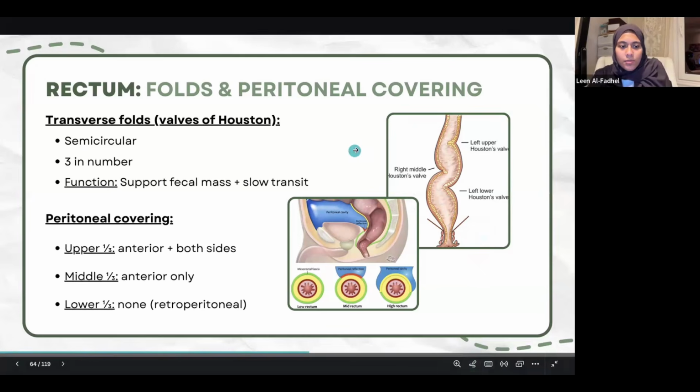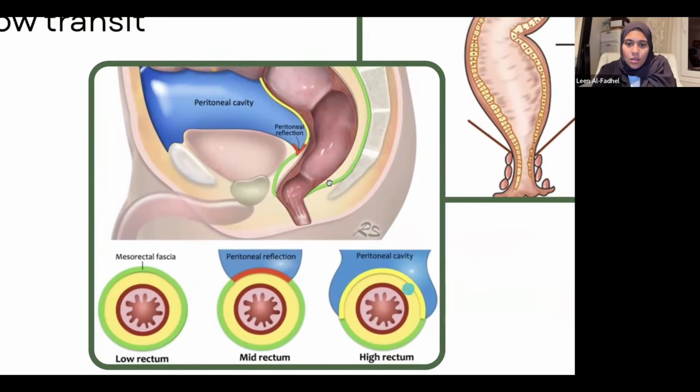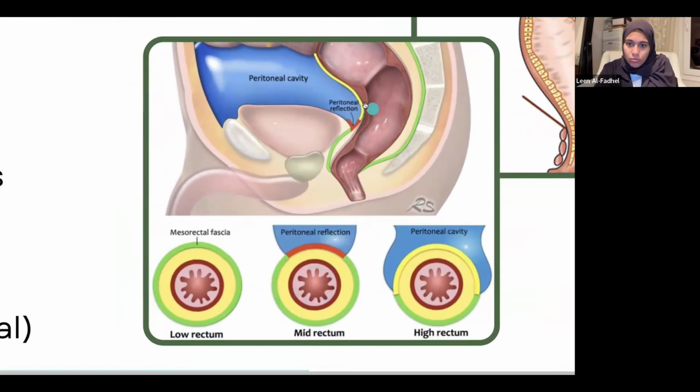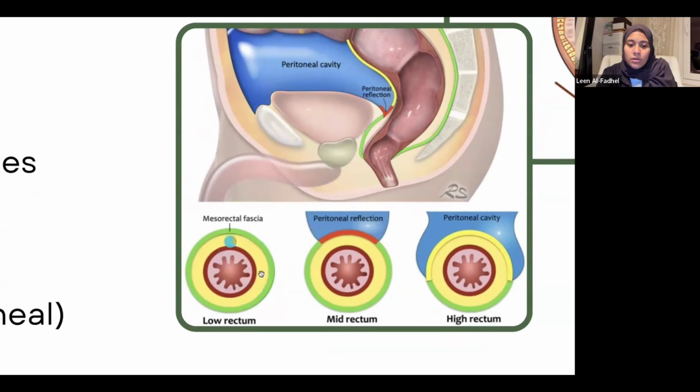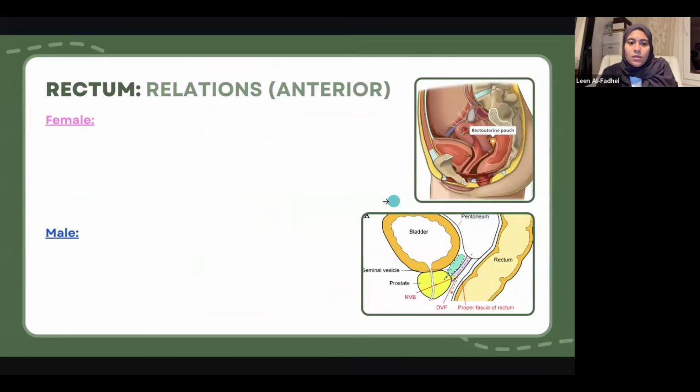So now let's talk about peritoneal covering. The peritoneal covering around the rectum is pretty simple. The upper 1/3, so high rectum, you have peritoneal covering from the anterior and from both sides. From the middle 1/3, somewhere over here, you have peritoneal covering only on the anterior side. And this is where the peritoneum reflects. Once it reflects, that means we don't have any peritoneum in the lower 1/3 of the rectum.